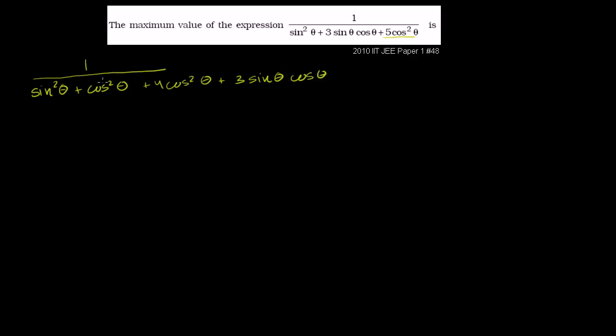So what this first step allowed me to do is just turn these two characters right over here, sine squared theta plus cosine squared theta, that is equal to 1. So we've simplified it to 1 over 1 plus.